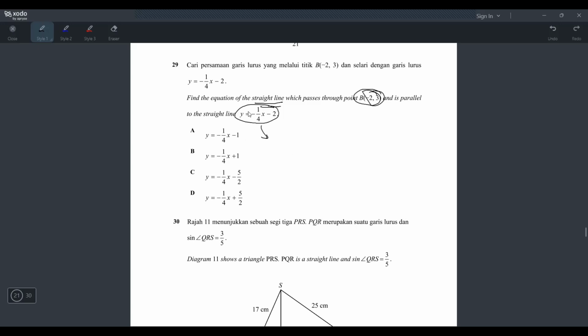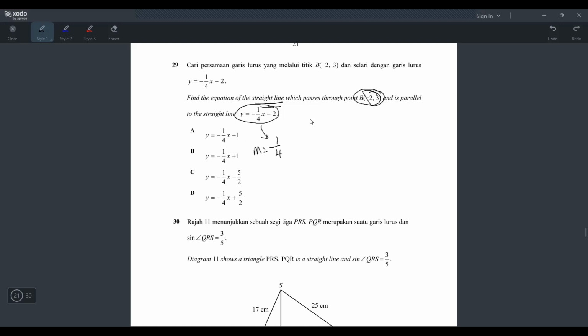And then I can borrow this gradient. So if you look at this equation, it's already in gradient form or linear form because it's already y equals mx plus c. So the m is straight away -1/4. And I can borrow this gradient. Why I can borrow this gradient? Because I'm parallel to this line. I'm parallel with this line. So my gradient will be same with this line.